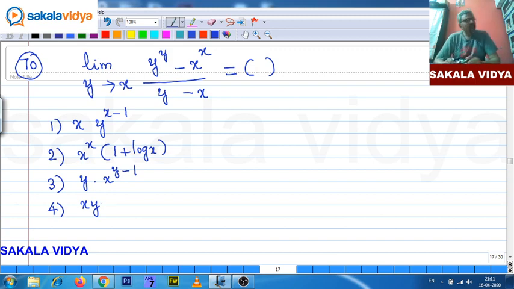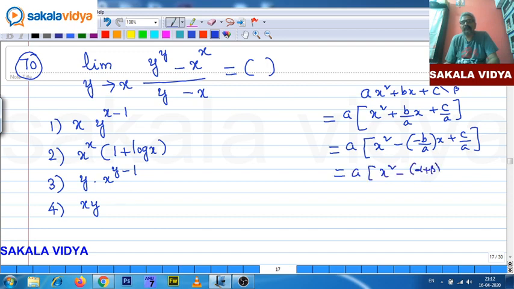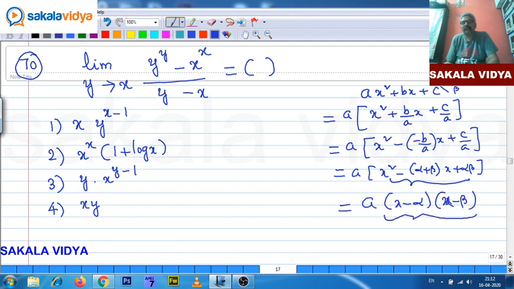How to take? Okay. So, a x square plus b x plus c, for example, you have considered, take out a common. If you take a common, you get x square plus b by a x plus c by a. This we can write a into x square minus of minus b by a x plus c by a. Since alpha, beta are the roots of this equation, this we can write a times x square minus (alpha plus beta) into x plus alpha beta. This we can write a into (x minus alpha) into (x minus beta). So, this is the reason I have written it in the previous problem.